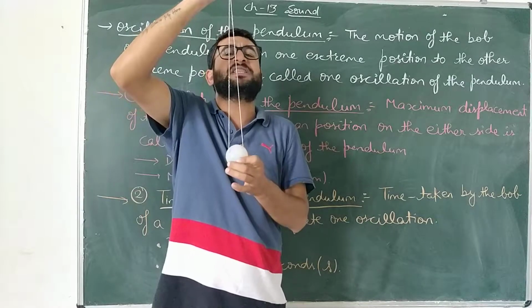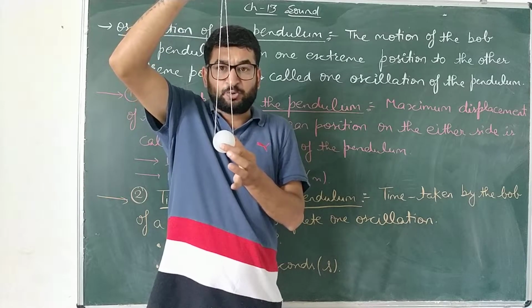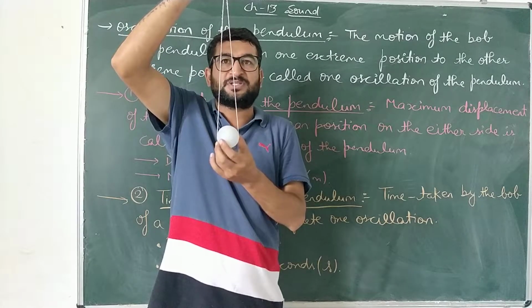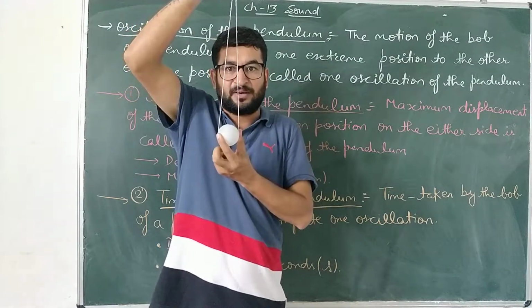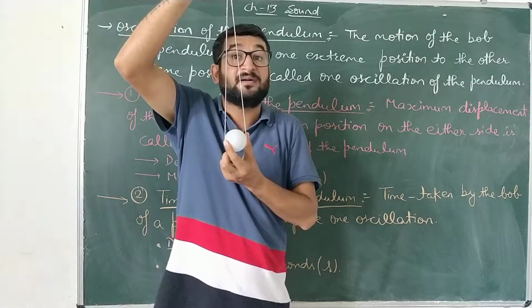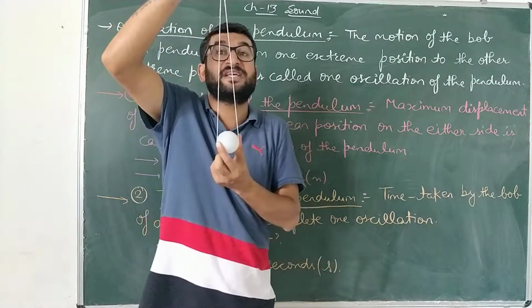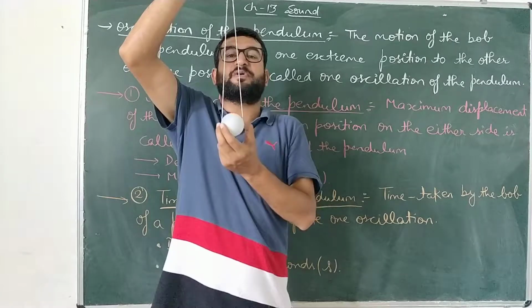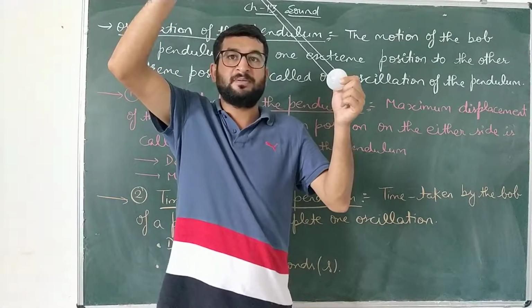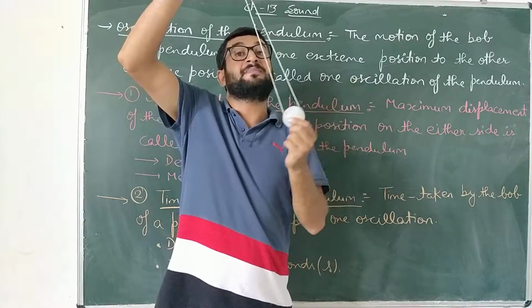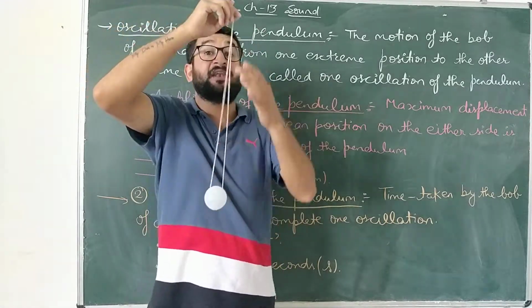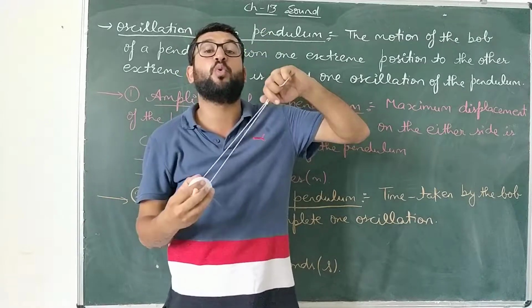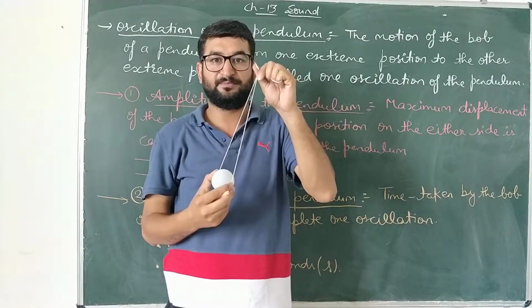What is confusing in that is that students, in most of the cases, assume that if it goes from there and returns back to here, this is one oscillation. No, beta. This is not one complete oscillation. If it goes from one mean to the other extreme, then returns back to its mean position and goes to the second extreme position and returns back, now this is what is referred to as one complete oscillation.